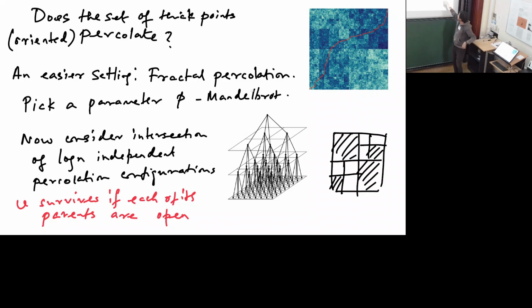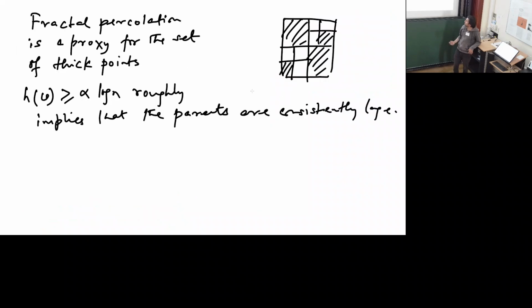So here is this picture. You take a box, you divide it into 4 boxes, each of them independently decides whether you want to keep it or not. If something gets kept at a particular scale, then you subdivide it further and repeat. Eventually you end with some subset of the square. And this is a proxy for thick points, because, okay, what is a thick point? It's a point on the branching random walk whose value is comparable to alpha log n, some constant times log n.